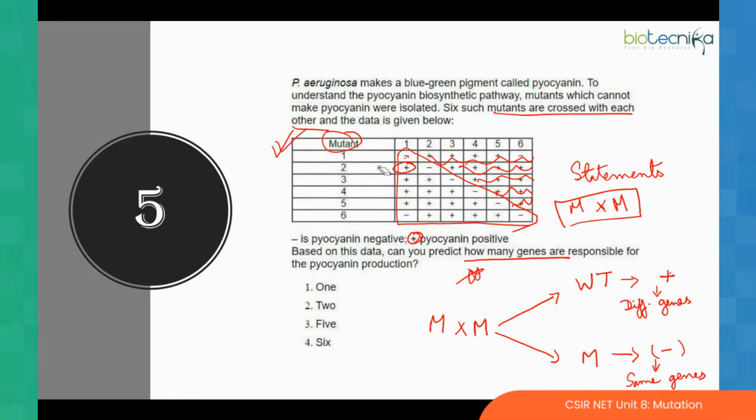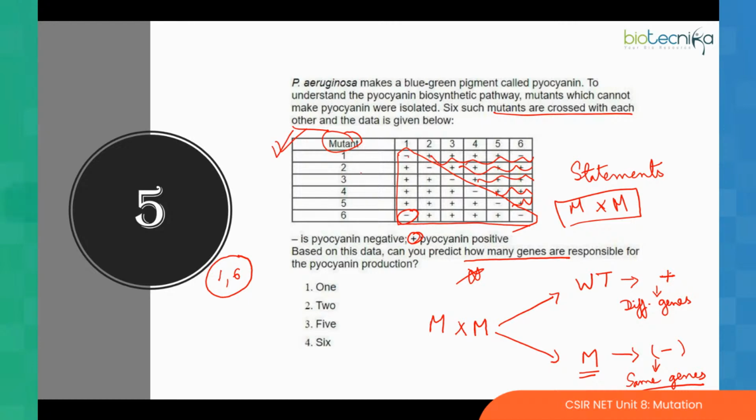Now you want to check among them, 1 2 3 4 5 6, who all are not complementing each other. Why not complementing each other? Because they are the ones present in the same gene. So if you see 1, 1 is plus plus plus plus plus, it is complementing 2 3 4 5, but it is not complementing 6. What does it tell you? That 1 and 6 have mutation in the same gene. Remember, mutant cross mutant, F1 mutant means the mutations are in the same gene. So 1 and 6 are in the same gene.